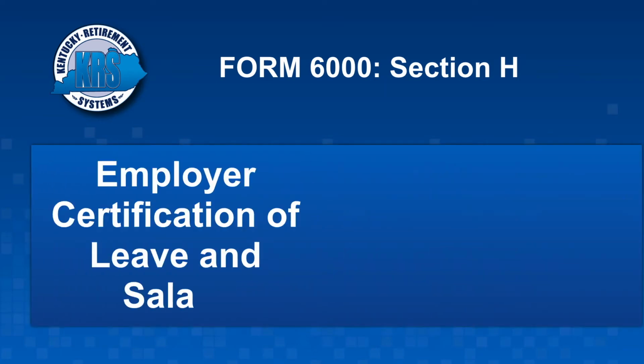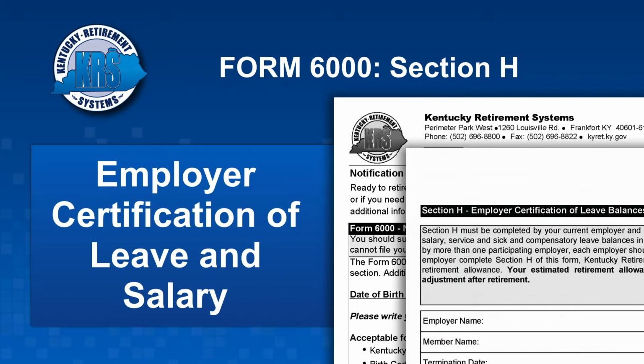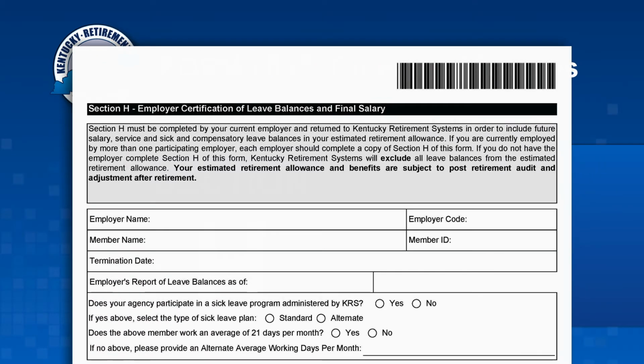Welcome to the Form 6000, Section H, Employer Certification of Leave and Salary online training. Section H is a critical piece of the Notification of Retirement form that should be completed and signed off only by an authorized agency contact.